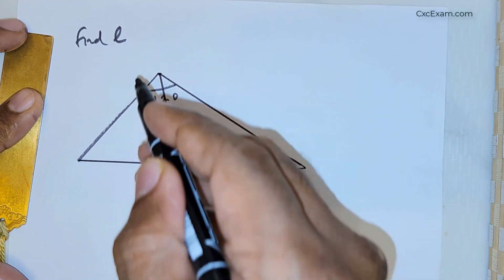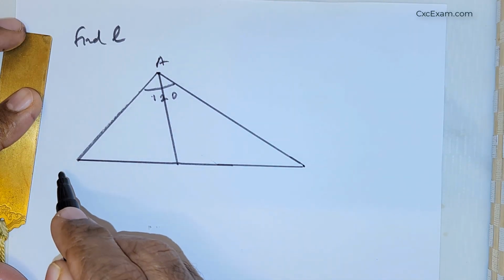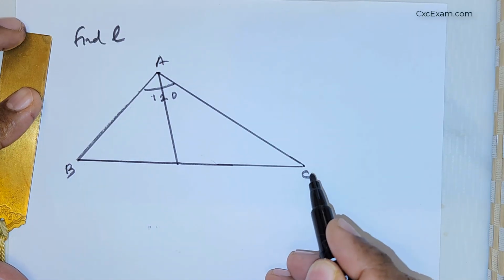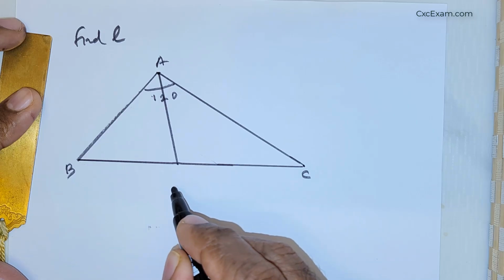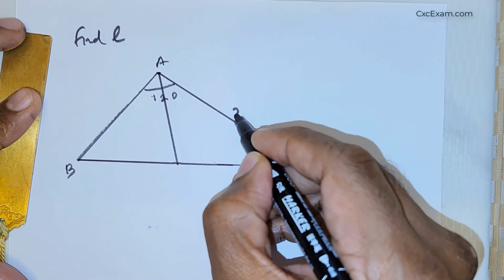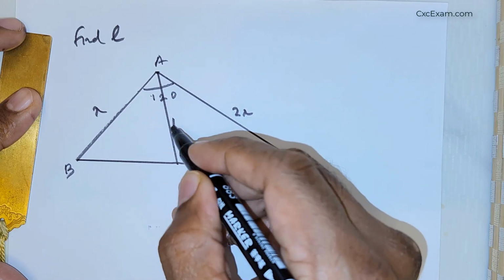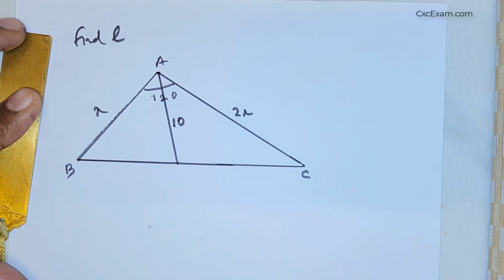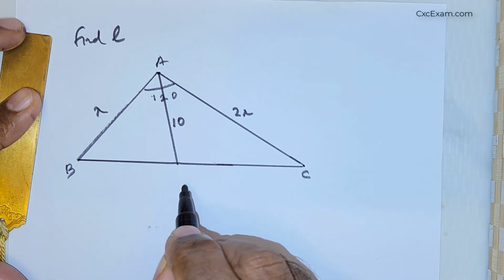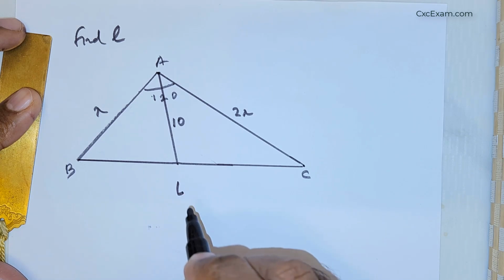Okay, I'm going to take this line as ABC. BC is the line. This is given as 2x, this is given as x, this length is given as 10 units. We have to find this length L.